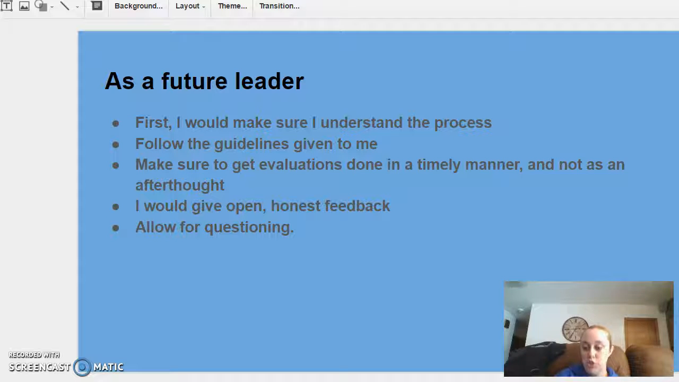I don't want an evaluation to be considered an afterthought by a teacher. I don't want to rush to do it. And so I would make sure to get everything done in a timely manner and make sure that I do what I'm supposed to do. I would also do my best to give honest and open feedback. It's very important to do, and I think in order to do that, you have to make sure that you're not afraid to do that and not afraid to have people dislike you or maybe not agree with what you say.